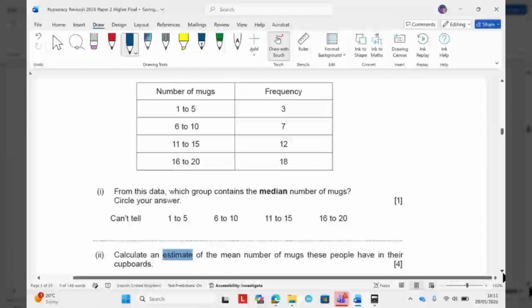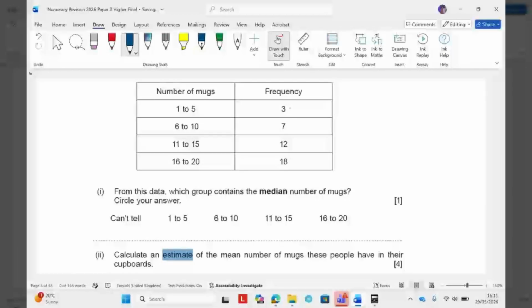Yeah, we might try this because it's unusual looking groups, aren't they? So which group contains the median? Well, I need to know how many there are. So 3, 10, 22, 40. So basically, which group has got the 20th person in it? Again, 3 add 7 is 10, 10 add 12 is 22. So person number 20 is in the group 11 to 15.